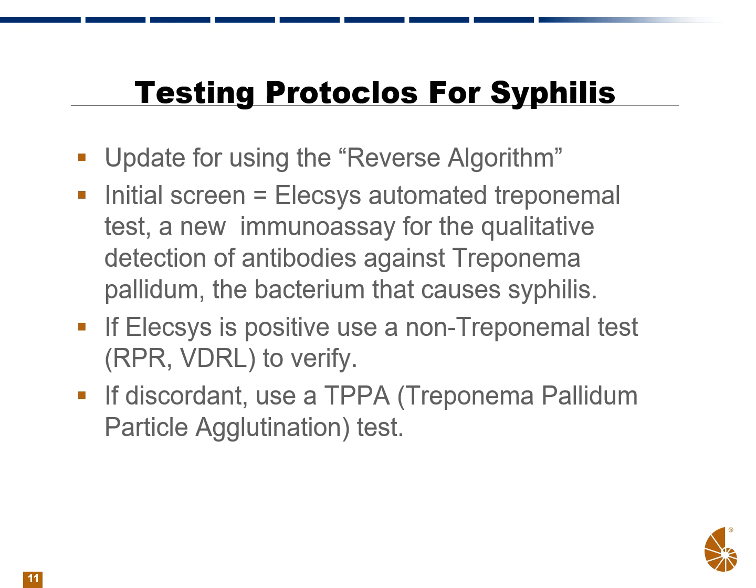So this new reverse algorithm uses this system, which is automated, called an Alexis automated treponemal test system. It's a new immunoassay for the qualitative detection of antibodies against Treponema pallidum, the bacterium that causes syphilis. If Alexis is positive, then go to the RPR test. And if discordant, if they don't agree, you go to the TPPA test. But not everyone has adopted this, but this is one of the recommended ways to evaluate for syphilis, which is often required in people that are HIV positive.